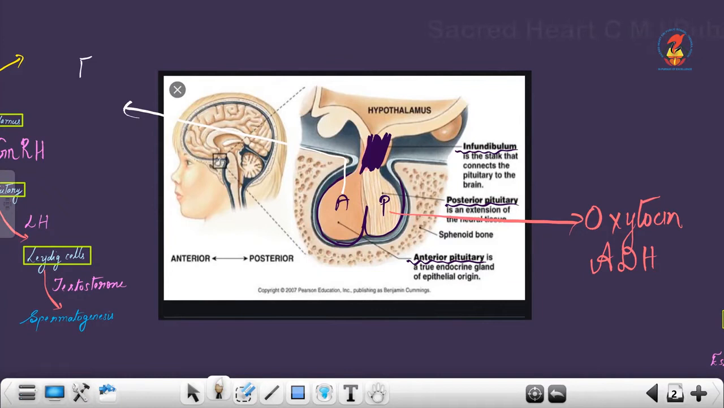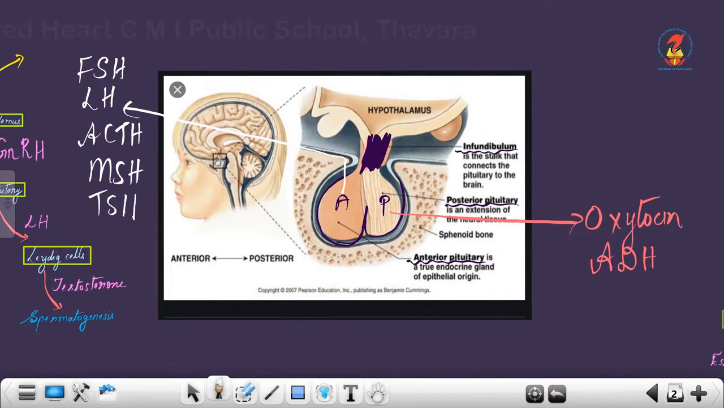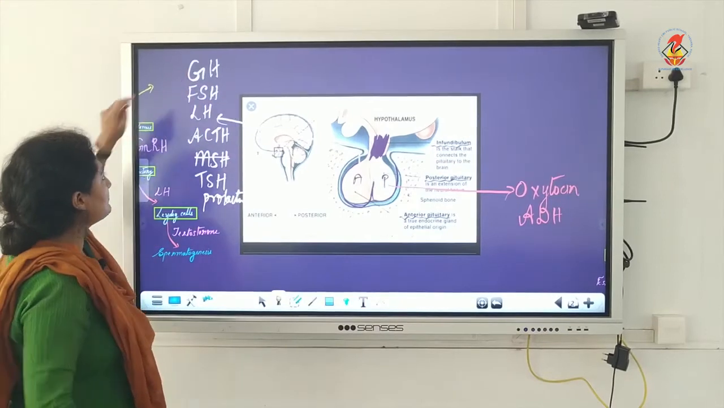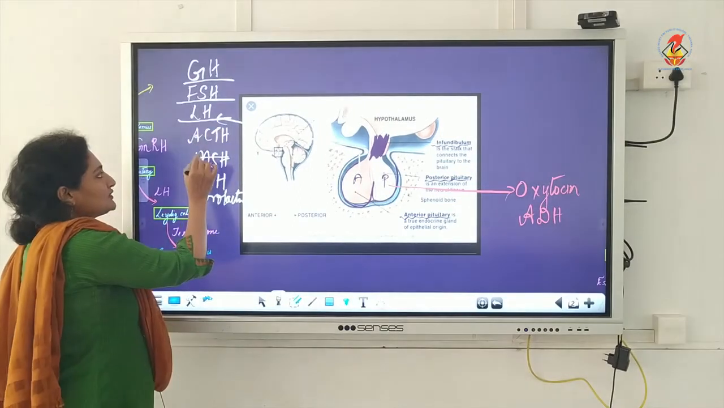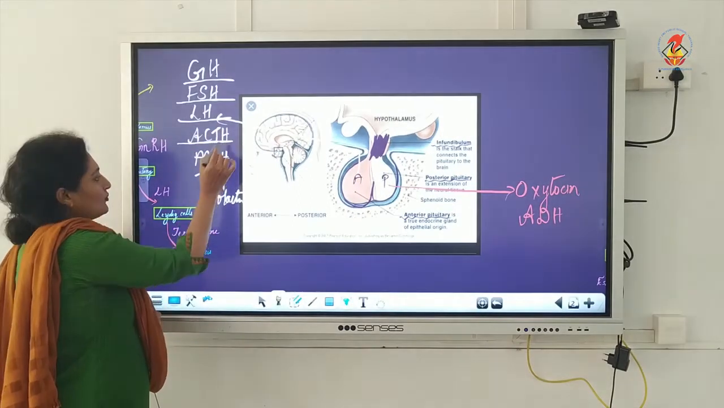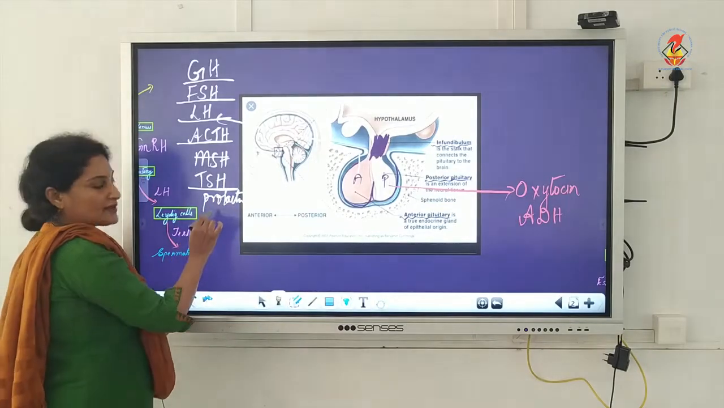The hormones are FSH, follicle stimulating hormone, luteinizing hormone, ACTH, melanocyte stimulating hormone, thyroid stimulating hormone, and prolactin. And also this very important hormone called the growth hormone. So there are actually 6 hormones produced by the anterior pituitary, namely the growth hormone, follicle stimulating hormone, luteinizing hormone, adrenocorticotropic hormone, thyroid stimulating hormone, and prolactin.